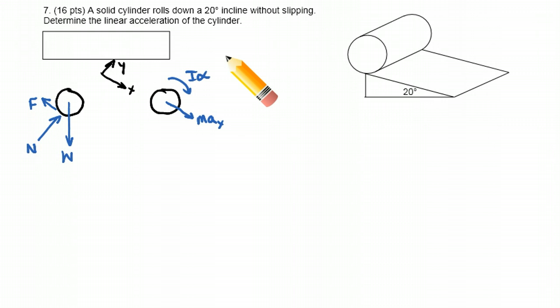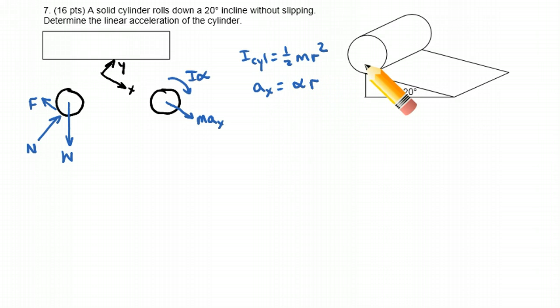Okay, we're going to need I for a cylinder. We have to look that up. For a solid cylinder, it's 1/2 mr squared. And we also are going to need to relate alpha and a sub x. So we know a sub x is equal to alpha times the radius.